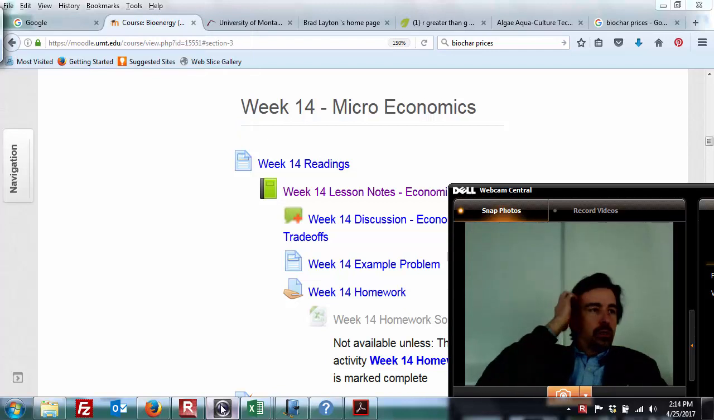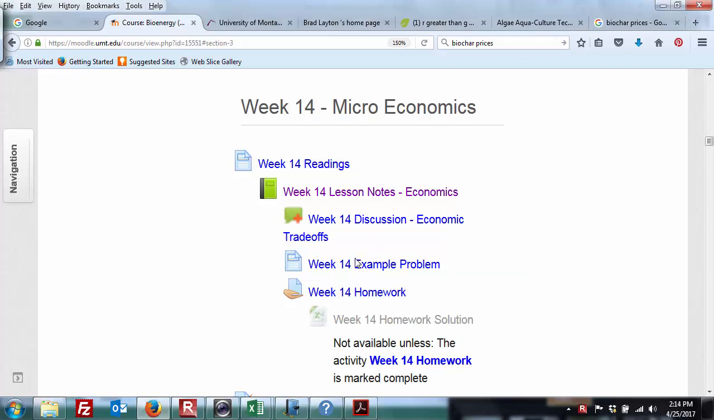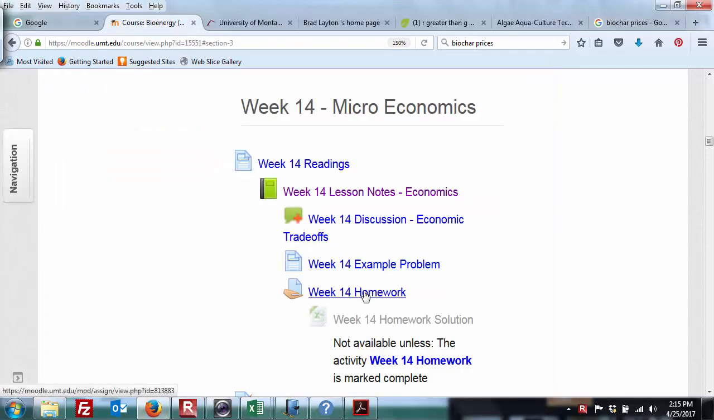So, we just gave a nice long intro on microeconomics for bioenergy. Now let's take a look at the example problem. This one seems pretty straightforward. What's the example? Just the spreadsheet? Since the lesson notes were made from team provide an example, please consult on. You must just be talking about the spreadsheet. Okay, let's look at the homework.